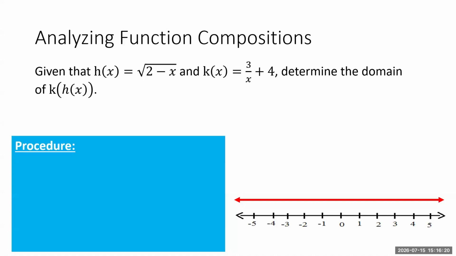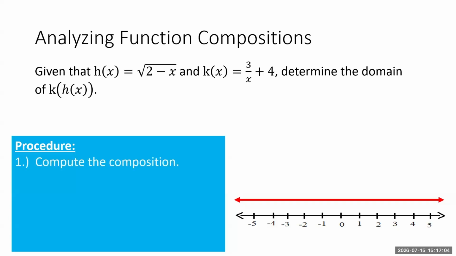Analyzing function compositions. Given that h of x is equal to the square root of 2 minus x and k of x is equal to 3 over x plus 4, determine the domain of k of h of x. We have a number line going from -5 to 5, arrows on both sides to signify that this number line extends indefinitely in both directions, and we have a red line to signify our implied domain, also extending the entirety of the number line in both directions. As with our assumed domain, we assume that the domain is all real numbers until we see the algebraic restrictions on that domain.